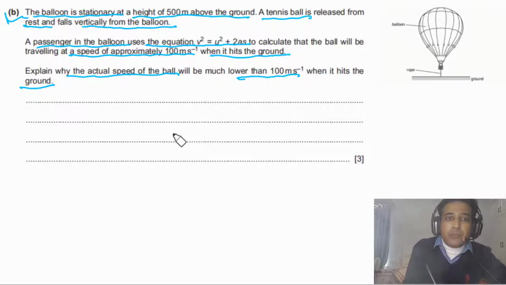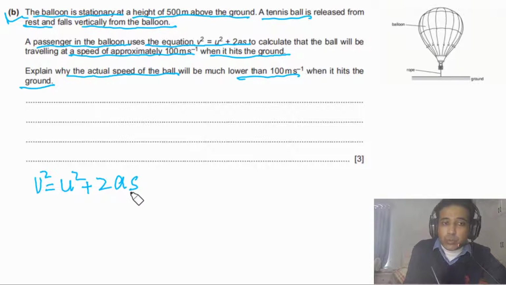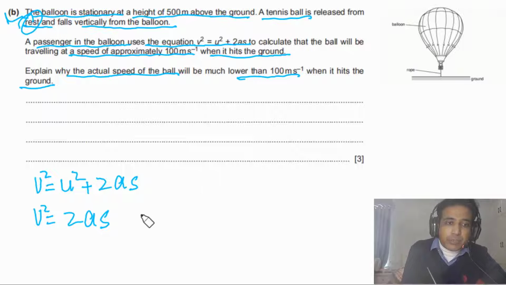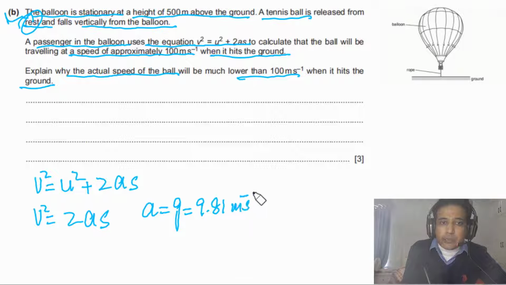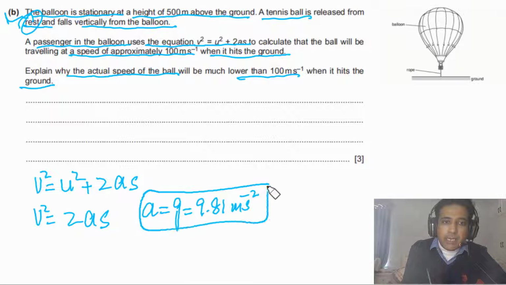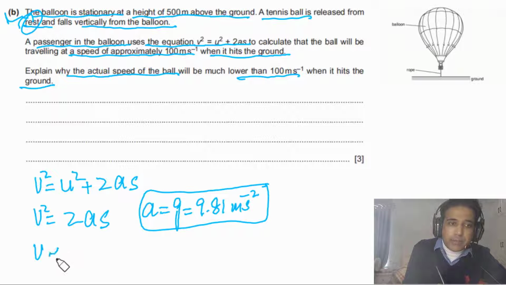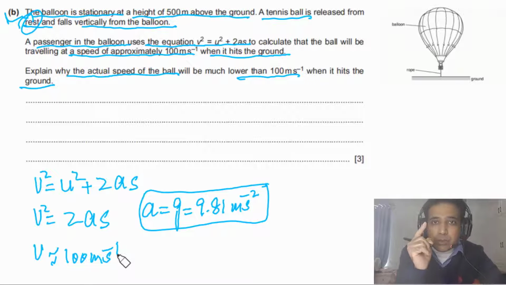So first of all, if you look at this equation, we need to understand when we can use it: v squared is equal to u squared plus 2as. It started from rest, so simply we can say v squared is equal to 2as. In the calculation, the passenger has used a is equal to g, and this is equal to 9.81 meters per second squared. And the passenger got the answer, approximately 100 meters per second. But actually when the ball is falling, there is air resistance as well.